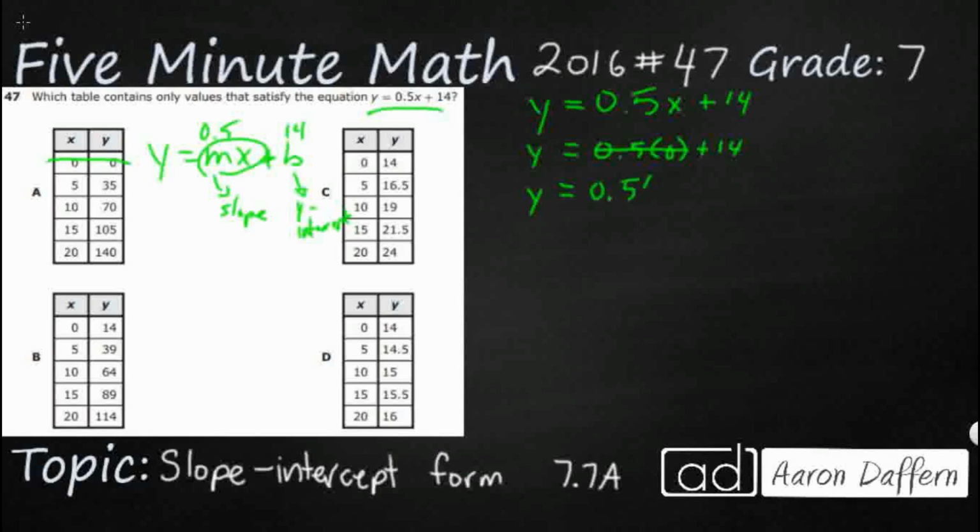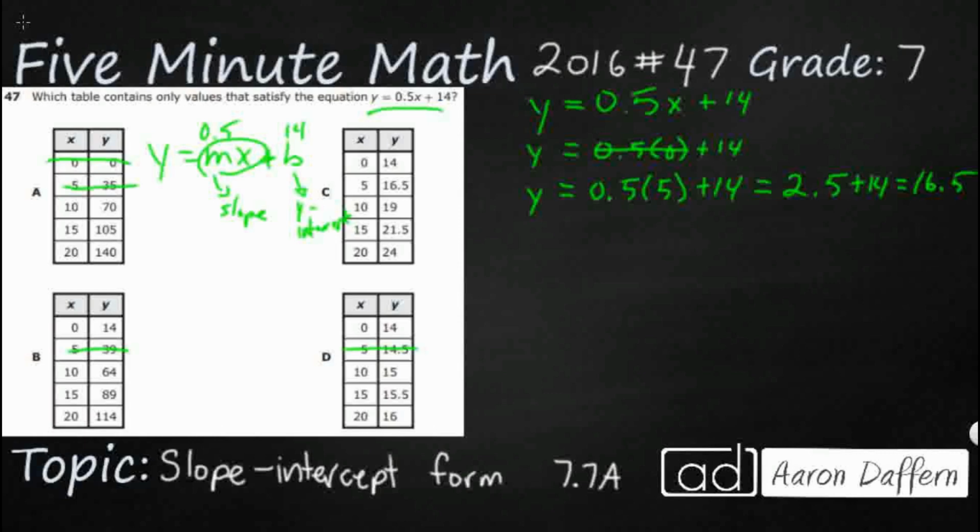Let's see what happens when we do x equals 5. I'm going to flip that in right there. The biggest thing is always going to be a plus 14, right? We just need to do this 0.5 times 5. Well, 5 times 5 equals 25. But I've got the decimal there, so that's going to be 2.5 plus 14. So that's going to be 16.5. Wow. So it looks like we've already knocked out the rest right here.